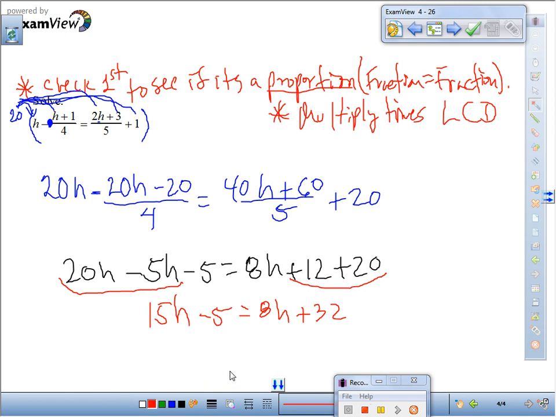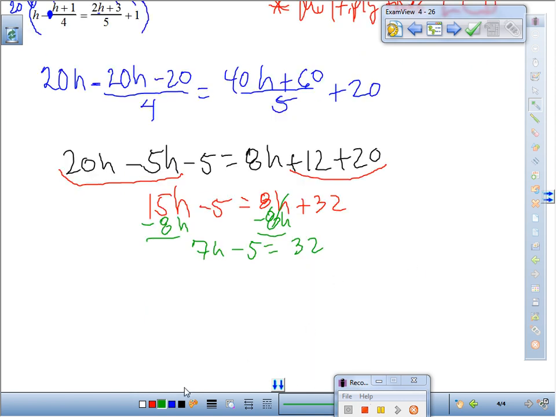From there, we need to get all variables to one side. Where do we start? Subtract 8h from each side, the smallest variable. We're left with 7h minus 5 equals 32. From there, we add 5 to each side. We're left with 7h equals 37. What's our last step? Divide by 7, divide by 7.